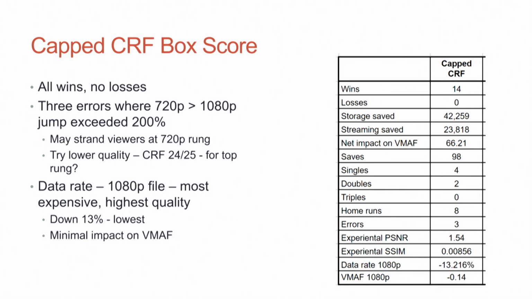Singles, doubles, triples, all very interesting. Home runs, 8. What was the effect on experiential PSNR? It was 1.54 up. Experiential SSIM was 0.00856 up.